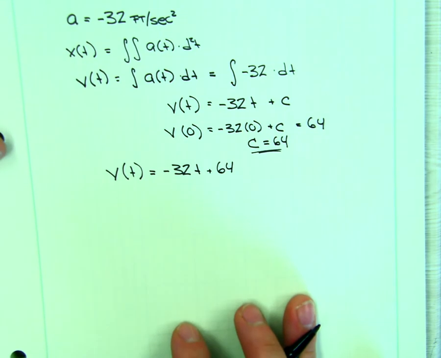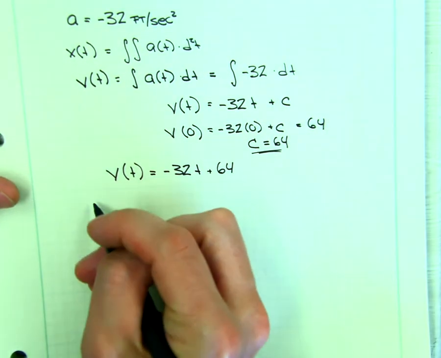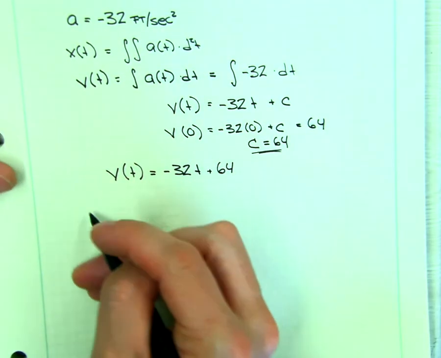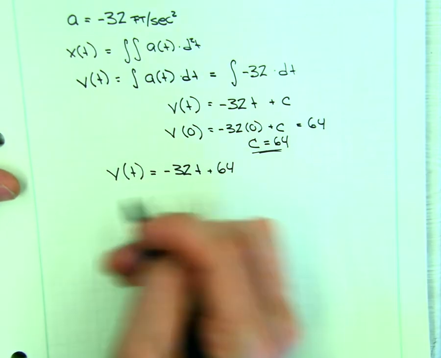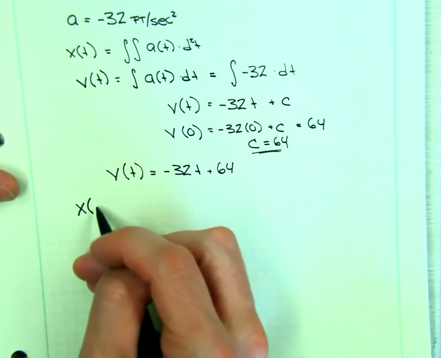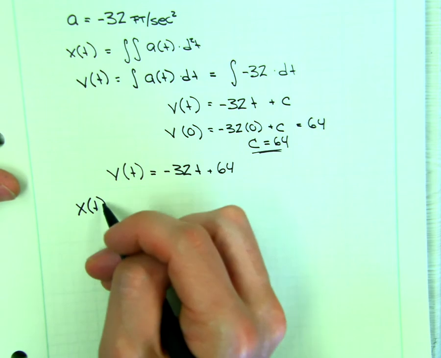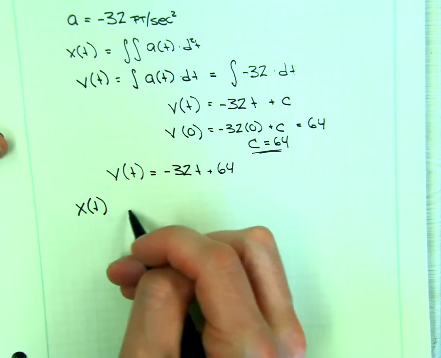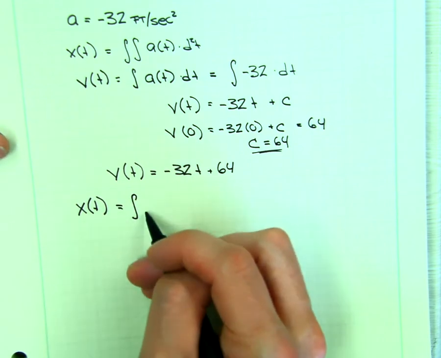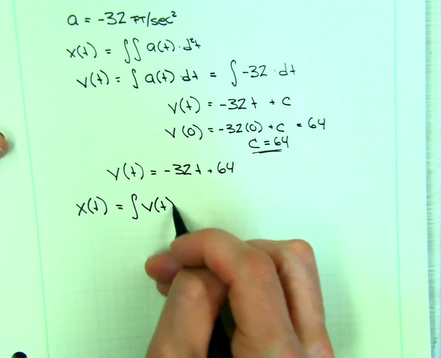Great. I'm like 3/4 of the way done with this problem. So now I need to realize, okay, I've got this function for v of t, and the next function I'm going to try to solve for is x of t. And I'm going to use the relationship that x of t is the integral of v of t dt.